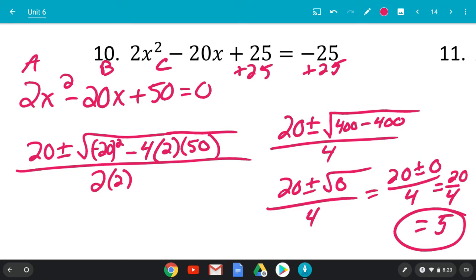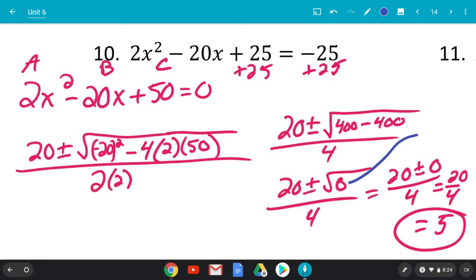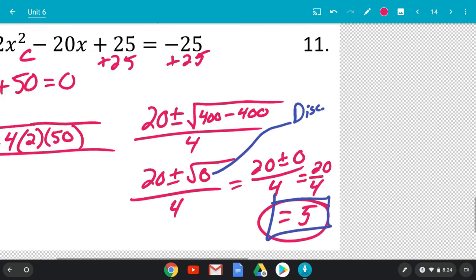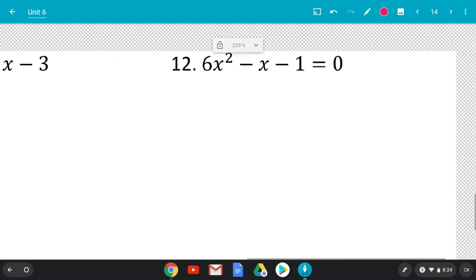Now, this kind of really makes sense, doesn't it? Because what was my discriminant? What is my discriminant? It's 0. And anytime your discriminant is 0, how many solutions are you going to have? 1. And how many solutions do we have? 1. Hey, amazing how this stuff goes together. That's awesome. Number 12, I believe, is the last one on this side, correct?